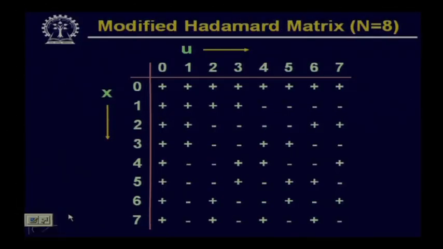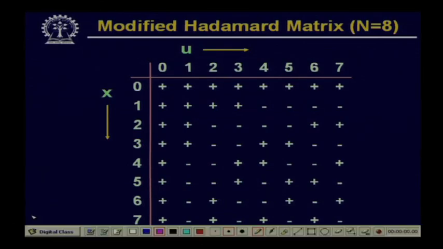The modified Hadamard matrix that we get is of this particular form, and if you look at this particular modified Hadamard matrix, you find that here sequency for u equal to 0 is again equal to 0, sequency for u equal to 1 is equal to 1, sequency for u equal to 2 is equal to 2, and now for increasing values of u, we have increasing values of sequency.